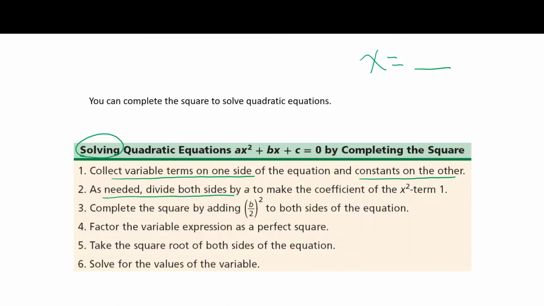As needed, you're going to divide both sides to make the coefficient of the x squared term 1. We're going to complete the square by adding b over 2 squared to both sides of the equation. Then we're going to factor the variable expression as a perfect square. Then we're going to take the square root of both sides of the equation, and finally we're going to solve for the values of the variable.